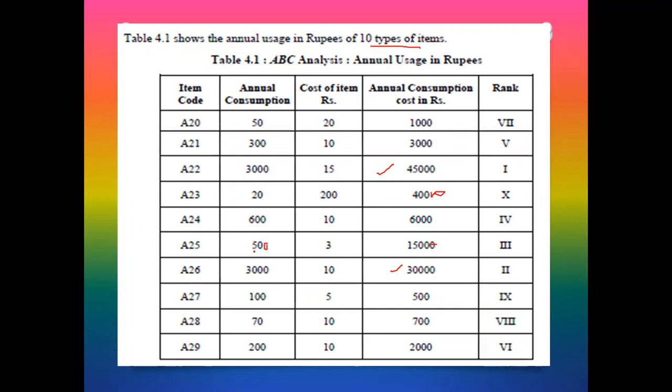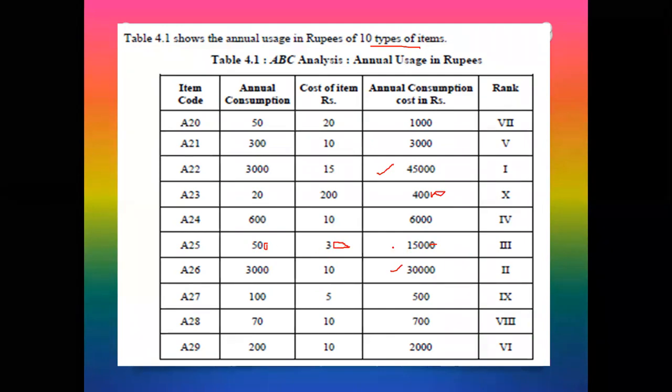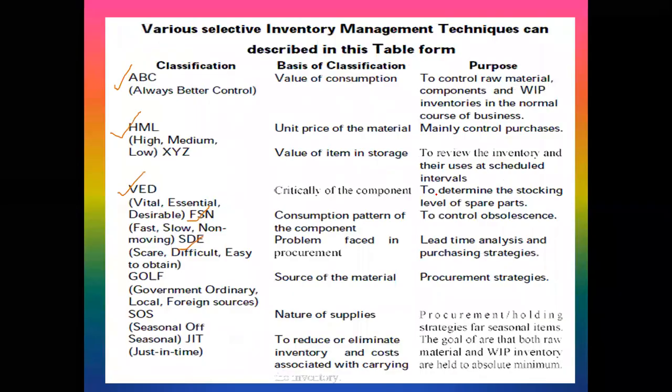Next, 1500, okay, then keep 30 rupees here. A printing mistake occurred. Now 50 into 30 is 1,500, and 15,000 is the third rank. So that is how you give the ranking.